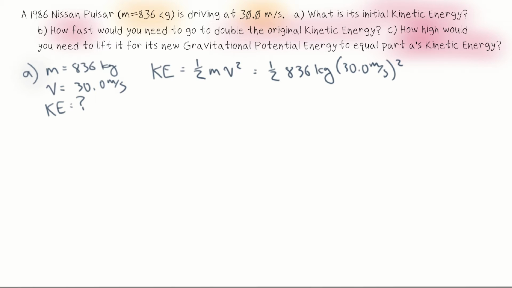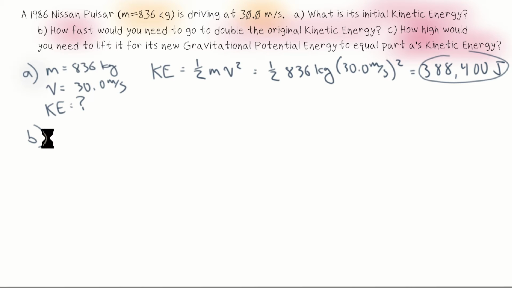All right. So if you figure that out, 388. We'll just round it a little bit. Again, the units for that are joules, kilograms meter squared per second squared. And that's it for part A. Really just kind of a plug and chug.